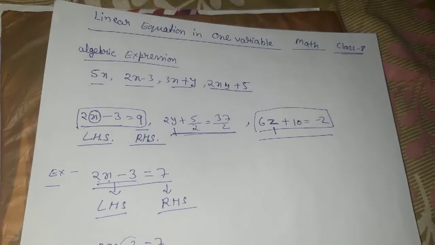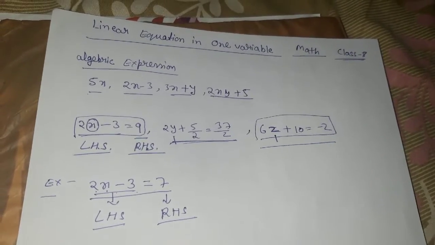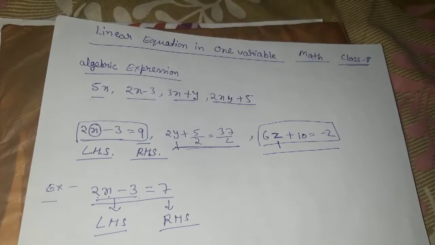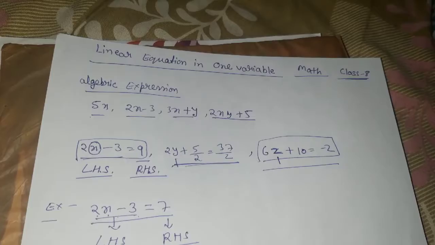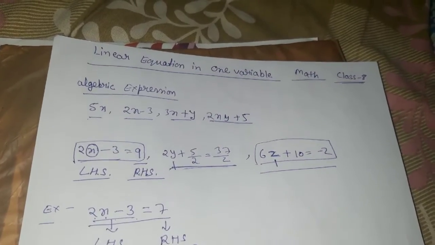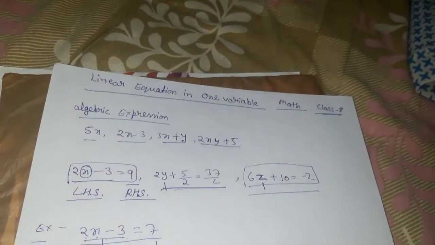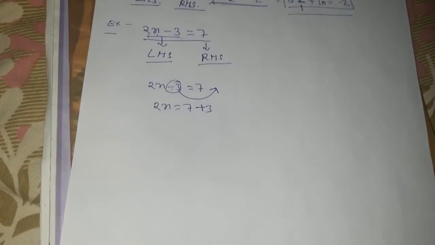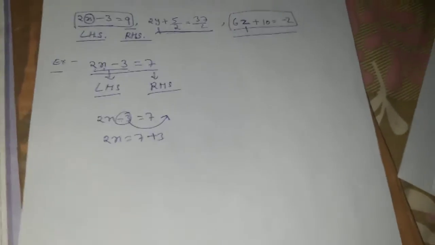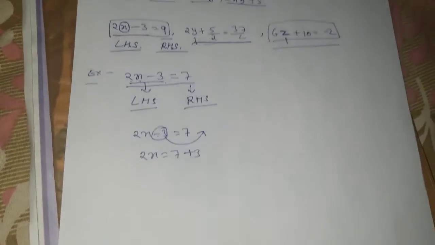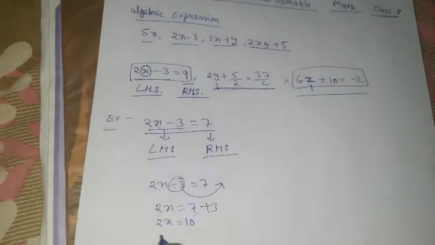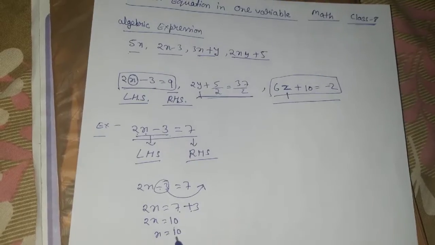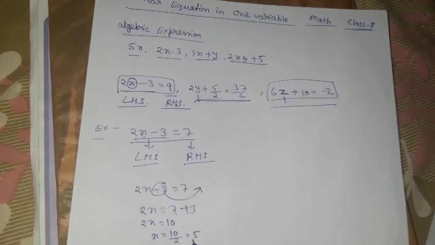If minus 3 goes to the other side, it will be plus 3. So 2x equal to 7 plus 3, because when it moves to the opposite side the sign is changed. So 2x equal to 10, and x equal to 10 by 2 equal to 5.